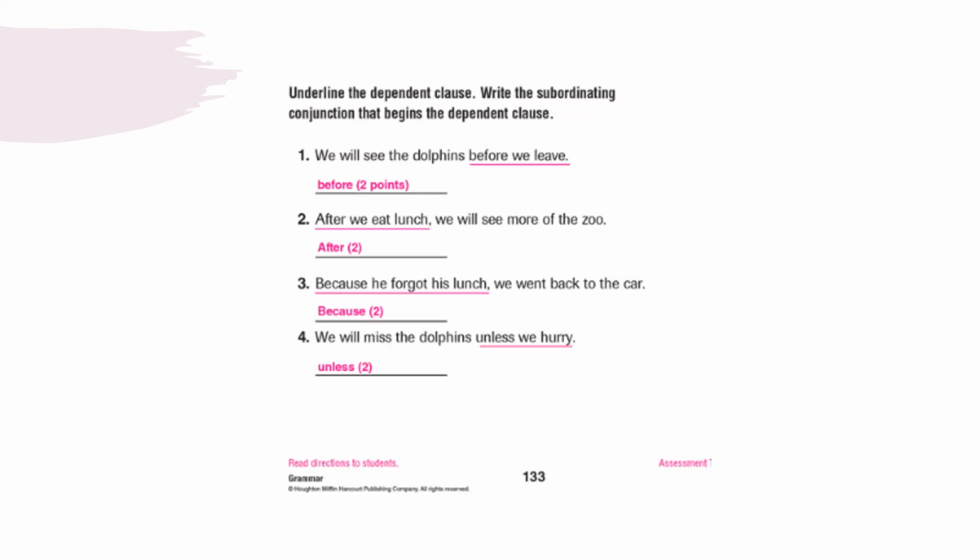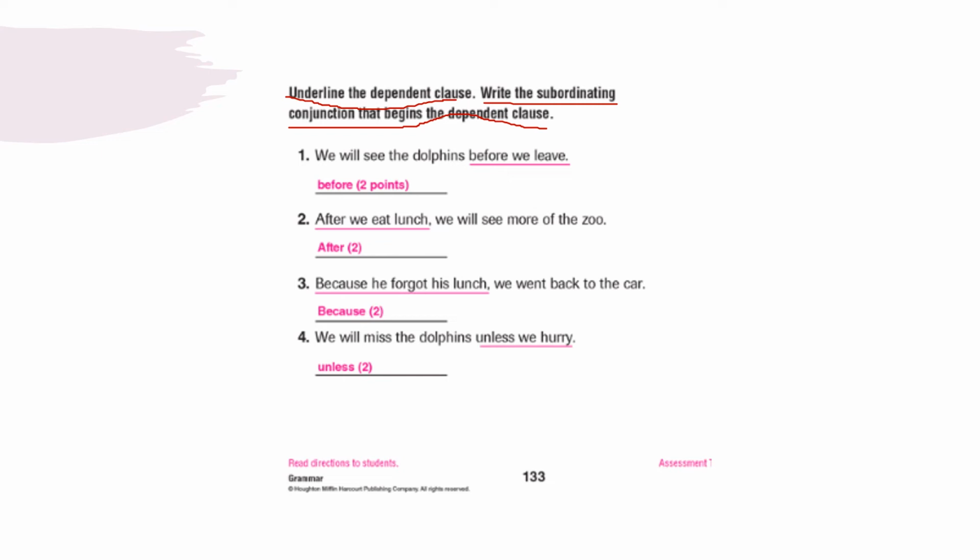Let's move to the other page, page 133 in your book. Let's read the question. Underline the dependent clause. Write the subordinating conjunction that begins the dependent clause. So here you have to do two things. You have to underline the dependent clause and you have to write the subordinating conjunction. I think that the dependent clause should start with a subordinating conjunction, right? So let's see.